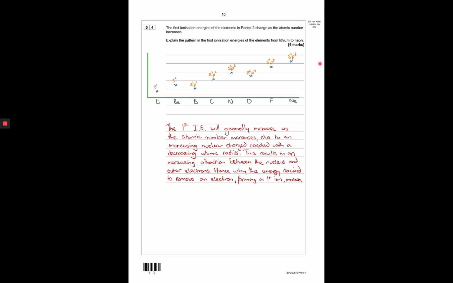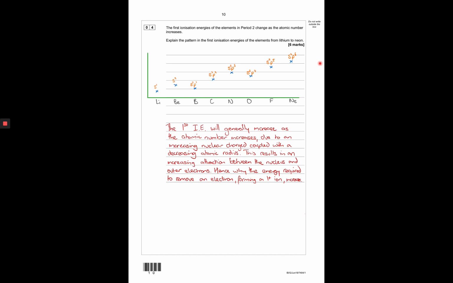the atomic number increases, or as you go along the period. And the reason for that is we have an increasing nuclear charge, or we've got an increasing number of protons. They weren't actually that bothered in the mark scheme about decreasing atomic radius, because actually that is a consequence of the increasing nuclear charge. But still, it is true.